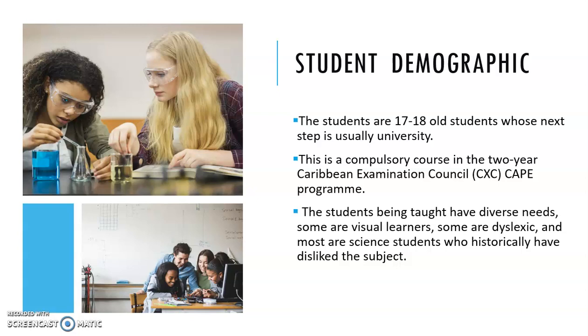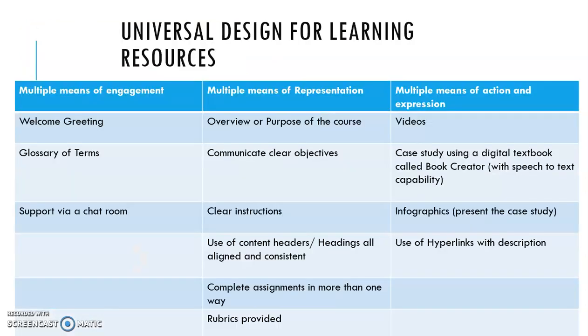The students can be visual learners, kinesthetic learners, oral learners, some are dyslexic, and most of them are science students who historically have little interest in, or have not been exposed much to, historical content, which is heavy in Caribbean Studies, or sociological or political content. Because of that, students do not like Caribbean Studies.